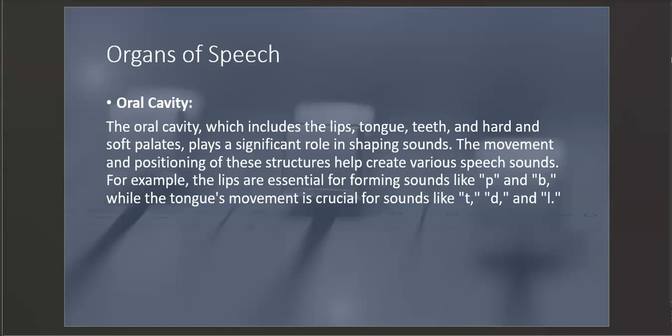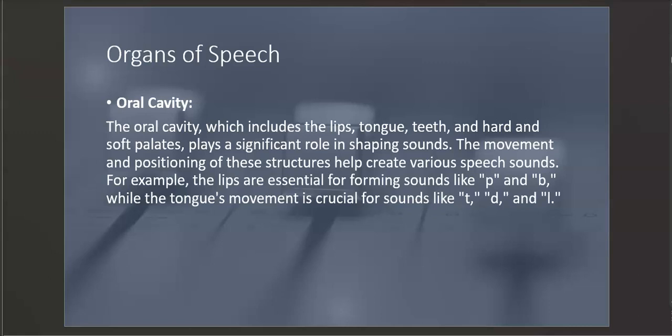Before I continue, I will just again mention the oral cavity as an organ of speech. With the oral cavity, I said it includes other parts of speech. It includes other oral features like the lips, the tongue, the teeth, hard and soft palates. All of them play a very significant role in shaping sounds. The movement and positioning of these structures create various sounds. For example, you'll notice your lips are very essential for saying certain letters like P, B. You notice that it's just your lip movement.